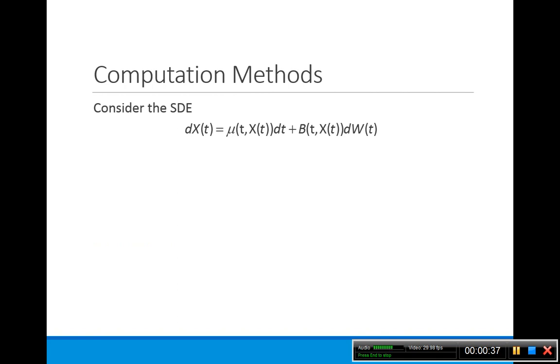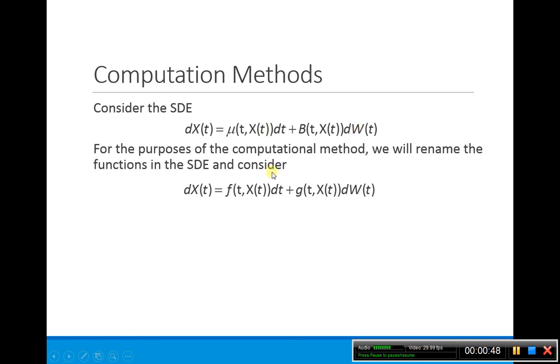Okay, so for the computational methods that we talk about here, this is our stochastic differential equation. Our dx is equal to this mu term dt plus the b term dw. For the purposes of a computational method, I'm just going to simply call mu f and b g, just to make explaining it a little bit easier.